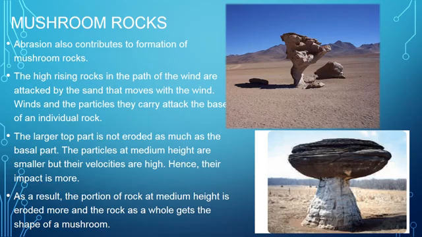In the case of mushroom rock, you can see in the image that the top portion is larger, whereas the base is eroded in a large amount. The particles at medium height are smaller, but their velocities are higher, hence their impact is more. As a result, the portion of the rock at medium height is eroded more, and the whole rock gets a shape like a mushroom.